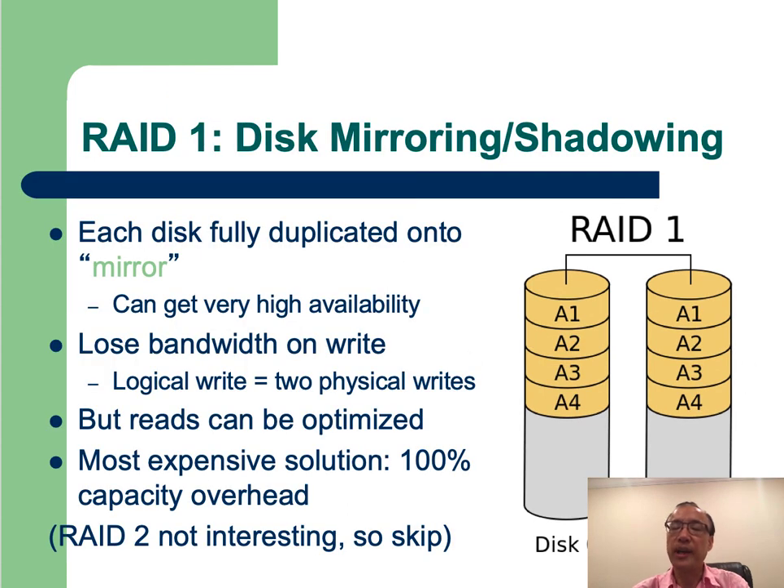RAID 1 is just duplication. You have 1 terabyte here, 1 terabyte here. You just copy the data here to here. So essentially, disk 1 is the exact copy of disk 0. This is very, very reliable, but not commonly used.